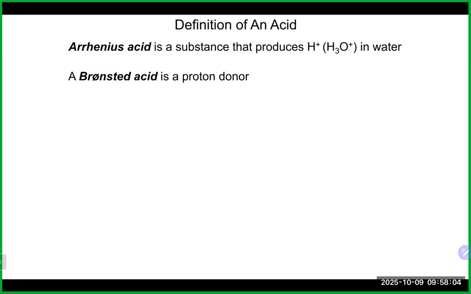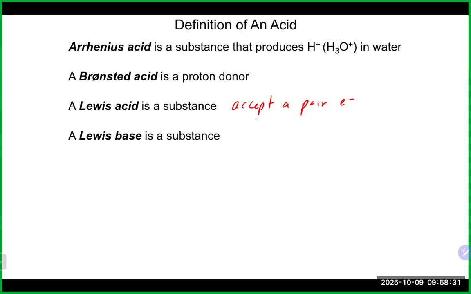So a third definition of an acid comes from our friend Lewis. When we think about Lewis, we think about Lewis structures, right? And Lewis structures involve electrons. So it may not be a surprise that a Lewis acid is a substance that will accept a pair of electrons. And you could also have, as we will see in a number of chapters coming up, a Lewis base, and that's something that will donate a pair of electrons.